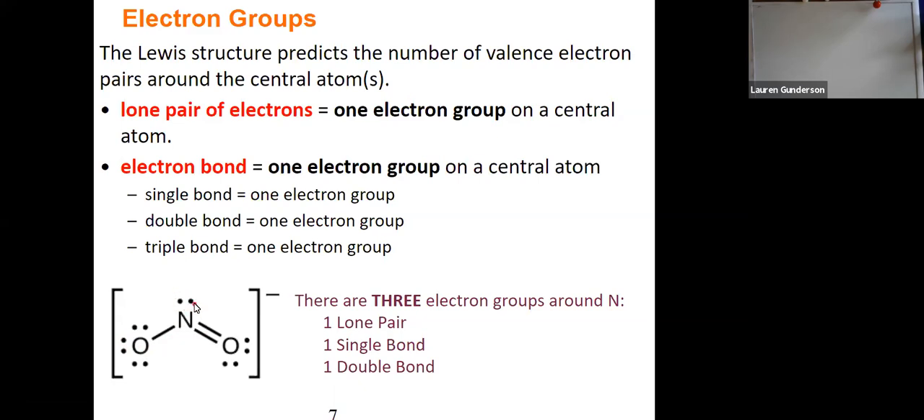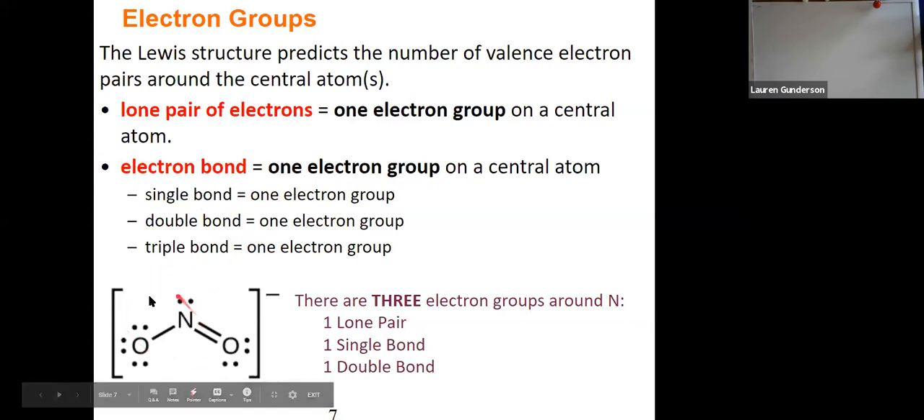So that's one electron group. And any electron bond is also one electron group, okay? But it doesn't matter what type of bond it is. Whether it's a single bond, double bond, or a triple bond, that is still just one electron group. So around the nitrogen in the nitrite, we have one lone pair, we have one single bond, and we have one double bond. That's a total of 3 electron groups around the nitrogen.